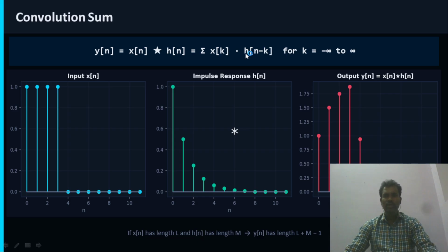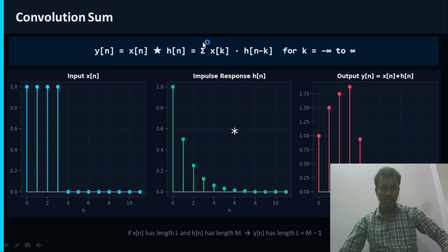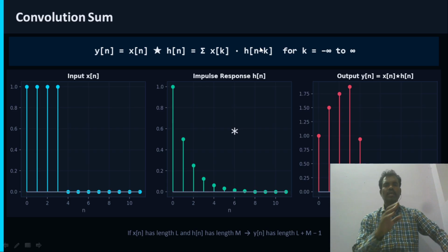When k is equal to 0, we get h of n. So this is sigma for the summation. We are changing k: x of 0, the 0th sample, and h of n minus 0. When n is changing for y of n, from minus infinity to plus infinity, it is mostly a finite value. If finite inputs are given, we will get finite output. But how many samples does k have? It may be a finite or infinite number of samples. K varies from minus infinity to plus infinity, but n varies mostly over L plus m minus 1.